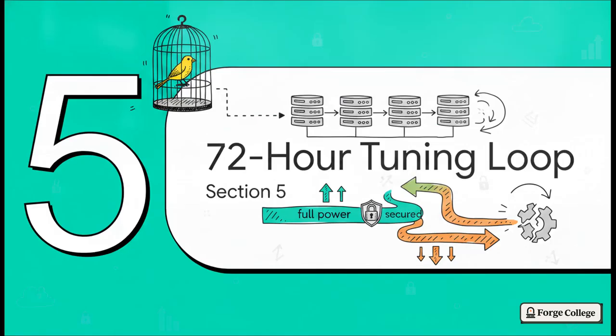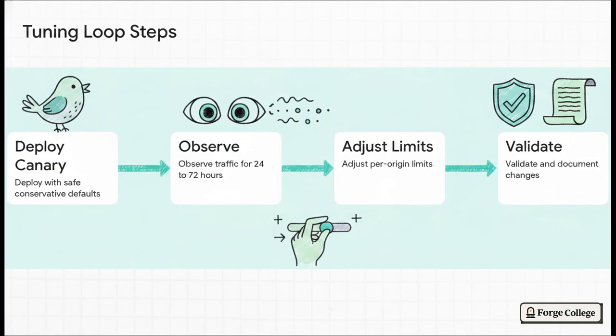All right, on to section 5, the 72-hour tuning loop. So the crucial point here is, when you go to production, you don't just throw the master switch to full power on day 1 and walk away to grab a coffee. That is exactly how things break. Instead, we run a canary deployment to safely observe the traffic. It's a continuous, mechanical process.